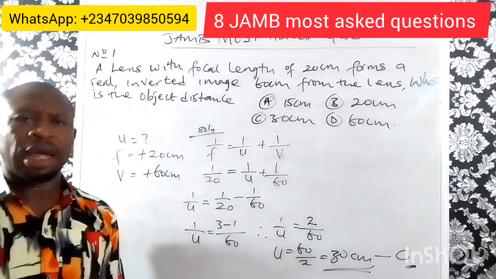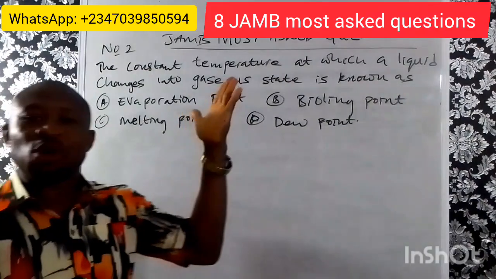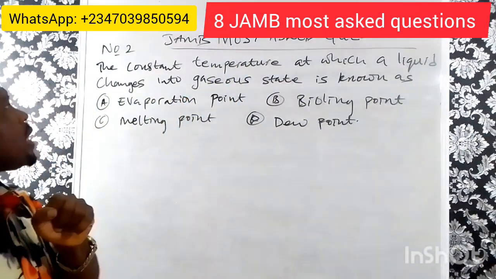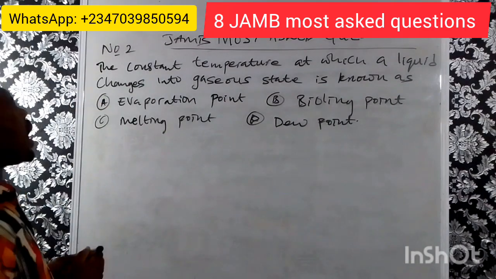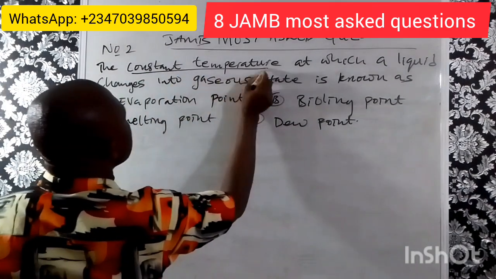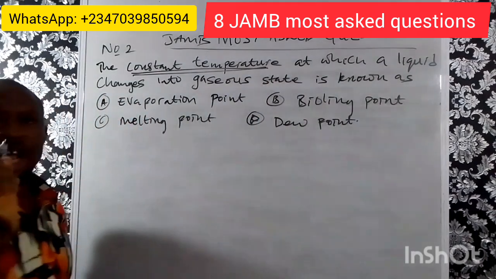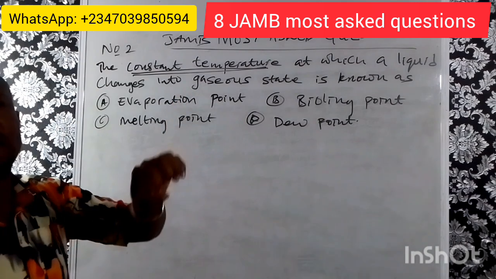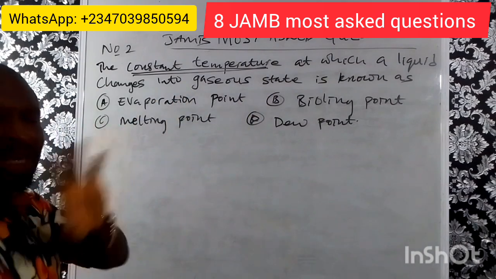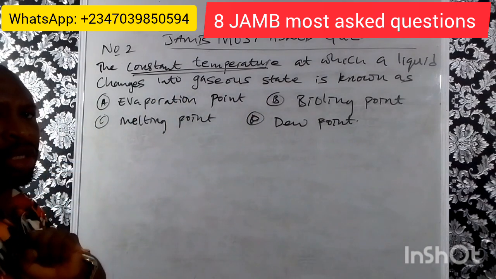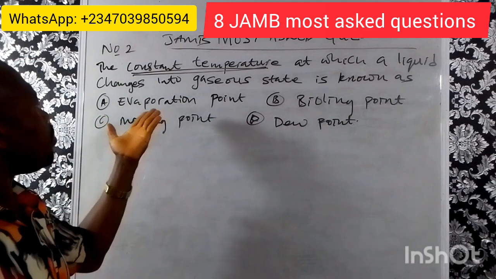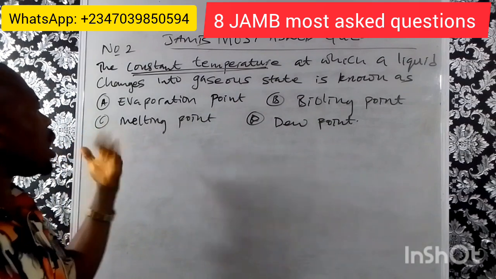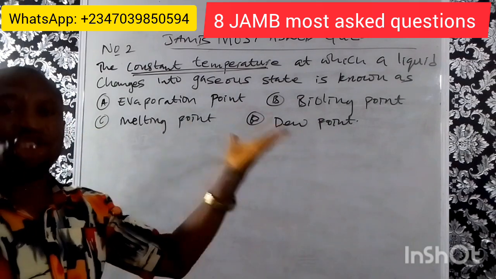Now, let us take another one. Take a look at this second question. This question says, the constant temperature at which a liquid changes into gaseous state is known as, just a straightforward question. A, evaporation. B, boiling point. C, melting point. And D, dew point.